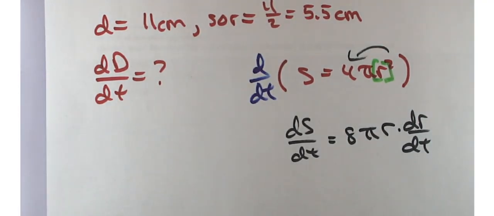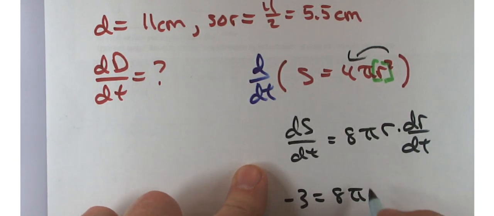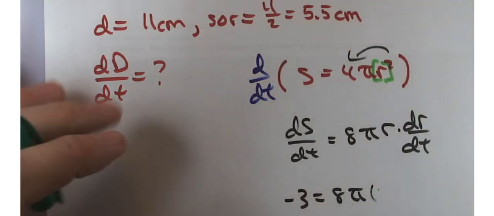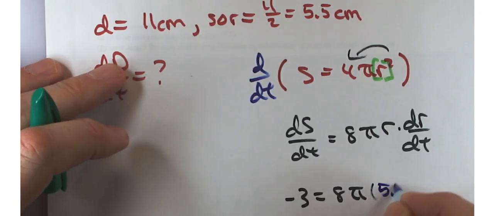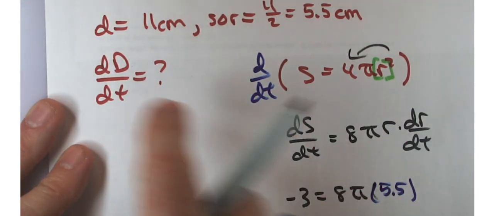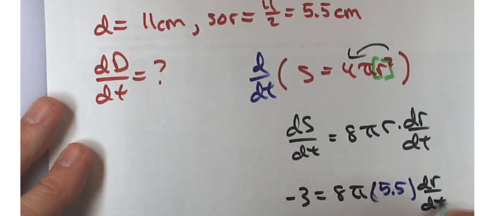We know pretty much all we need to know here. We know ds by dt is minus 3, 8 pi. We know that r is 5.5. So let's put in a 5.5 here. And, well, we don't know dr by dt, but eventually dr by dt is going to help us find dd by dt.